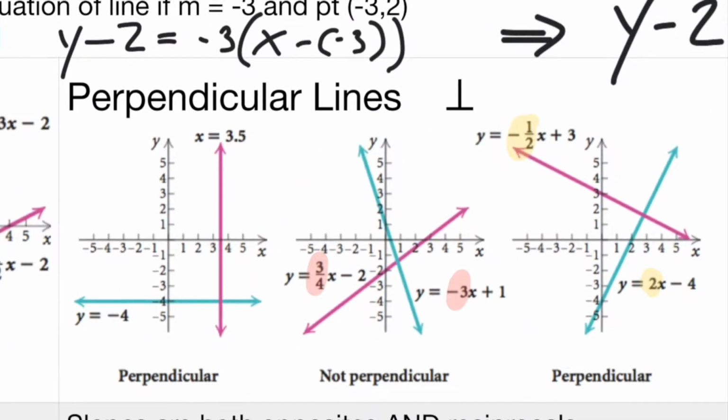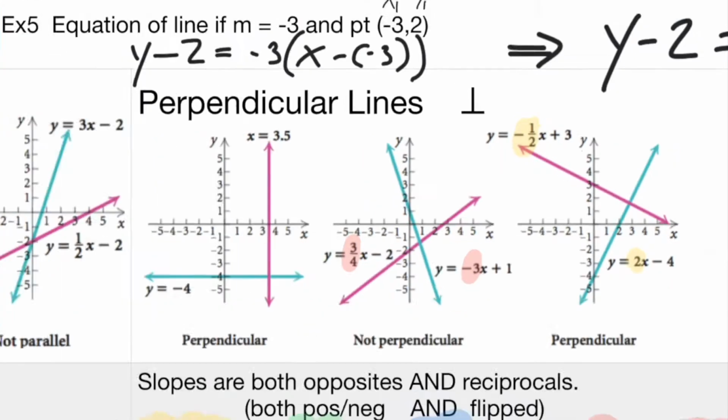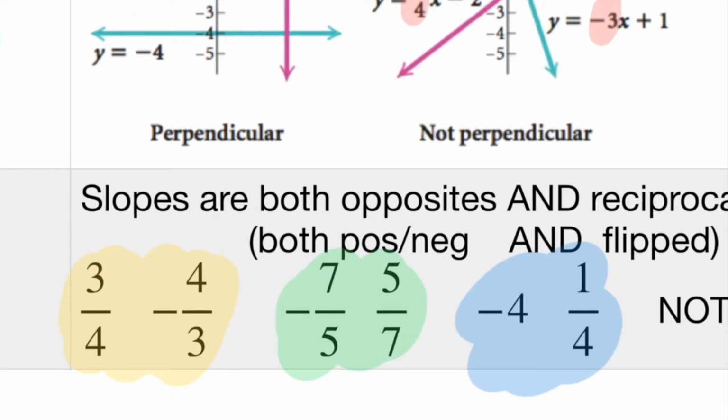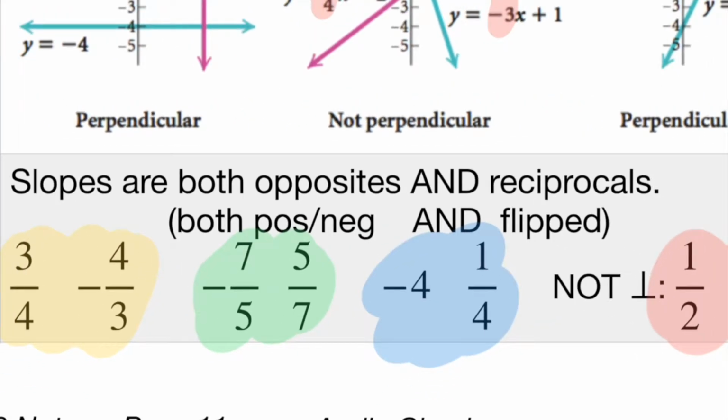Perpendicular lines are a little bit more tricky. Here's the symbol for perpendicular. You can use that if you want, as opposed to just writing out the word perpendicular. It's a long word. So you have to make sure the slopes are both opposites and reciprocals. There's 2 requirements. The slope has got to be opposite. You have to have both a positive and negative represented in the 2 slopes. And then they've got to be flipped versions of each other, reciprocals.